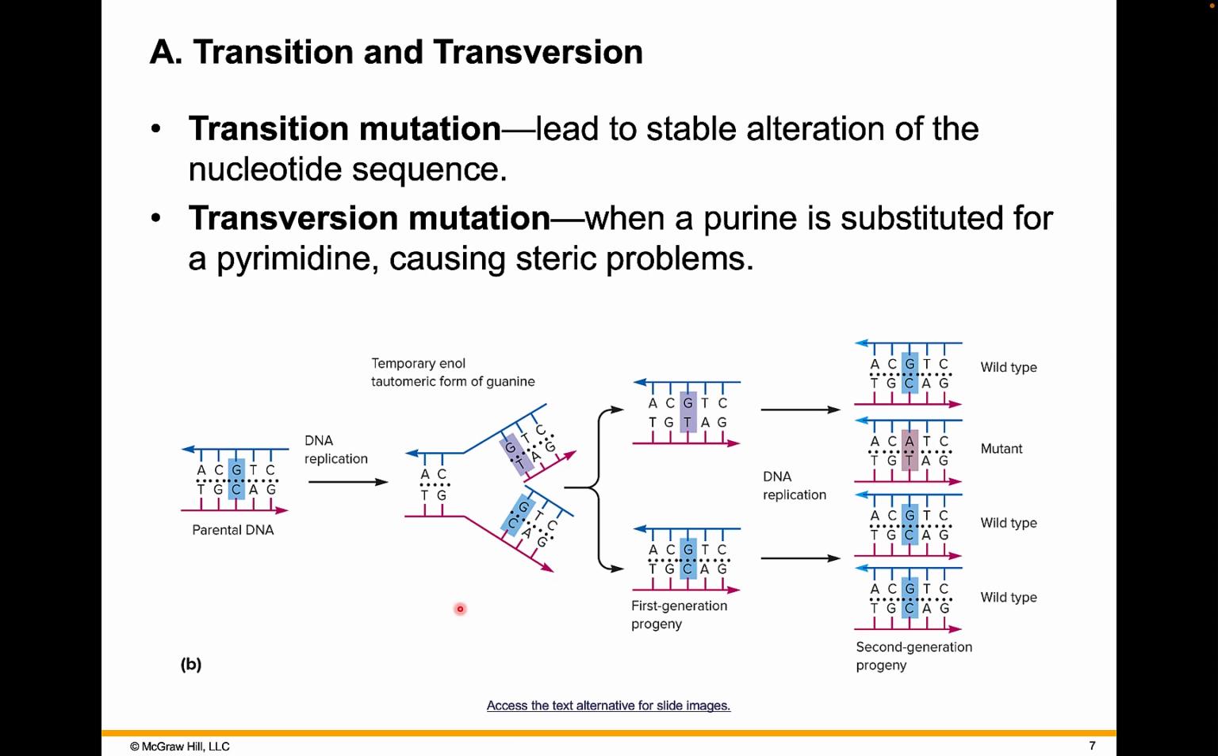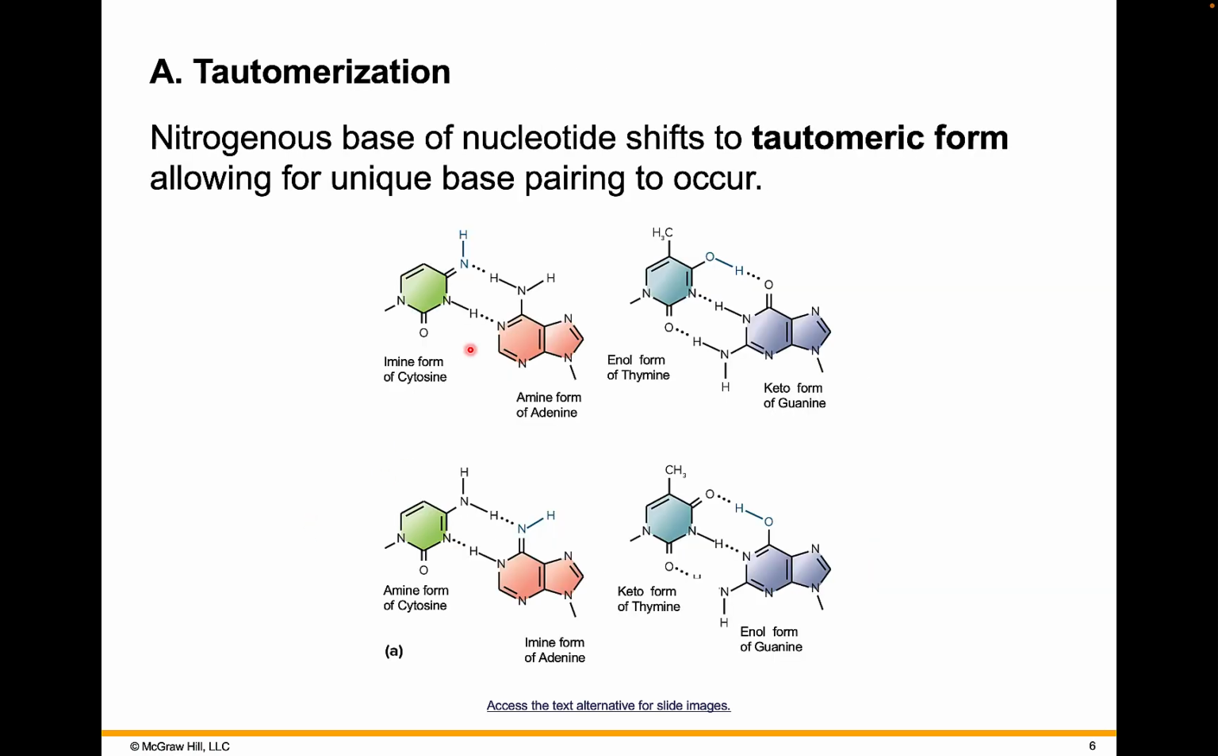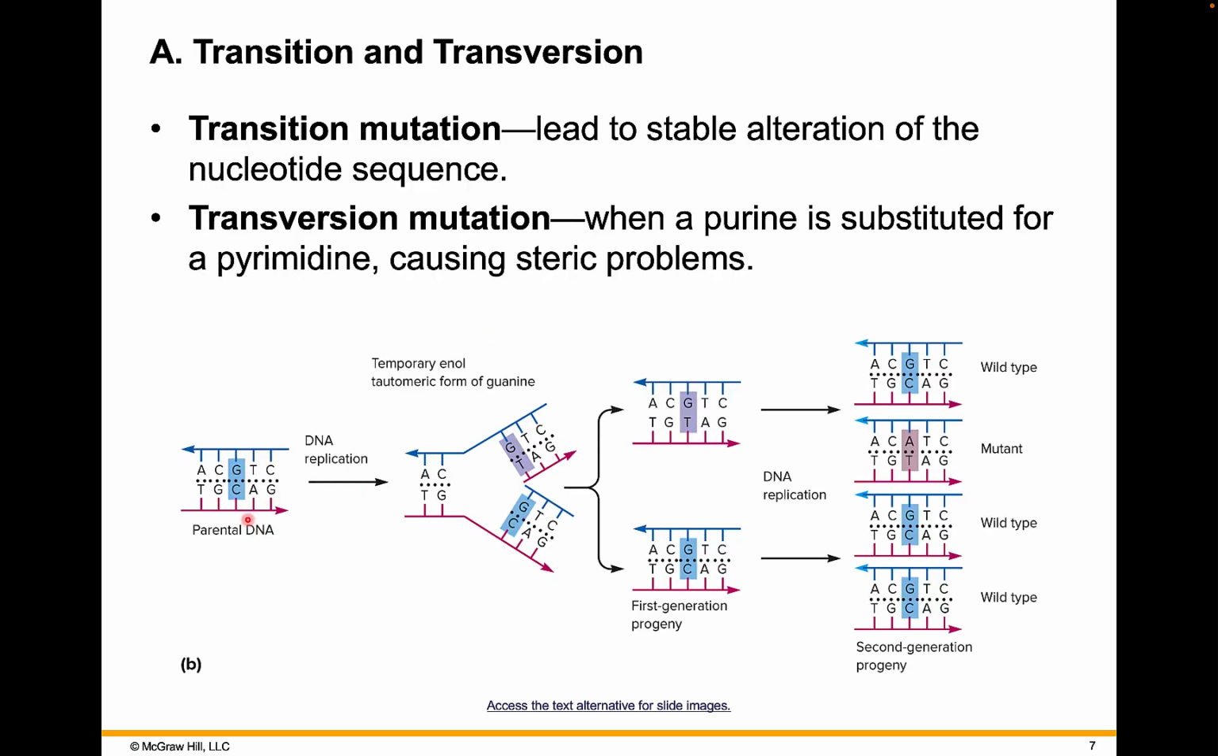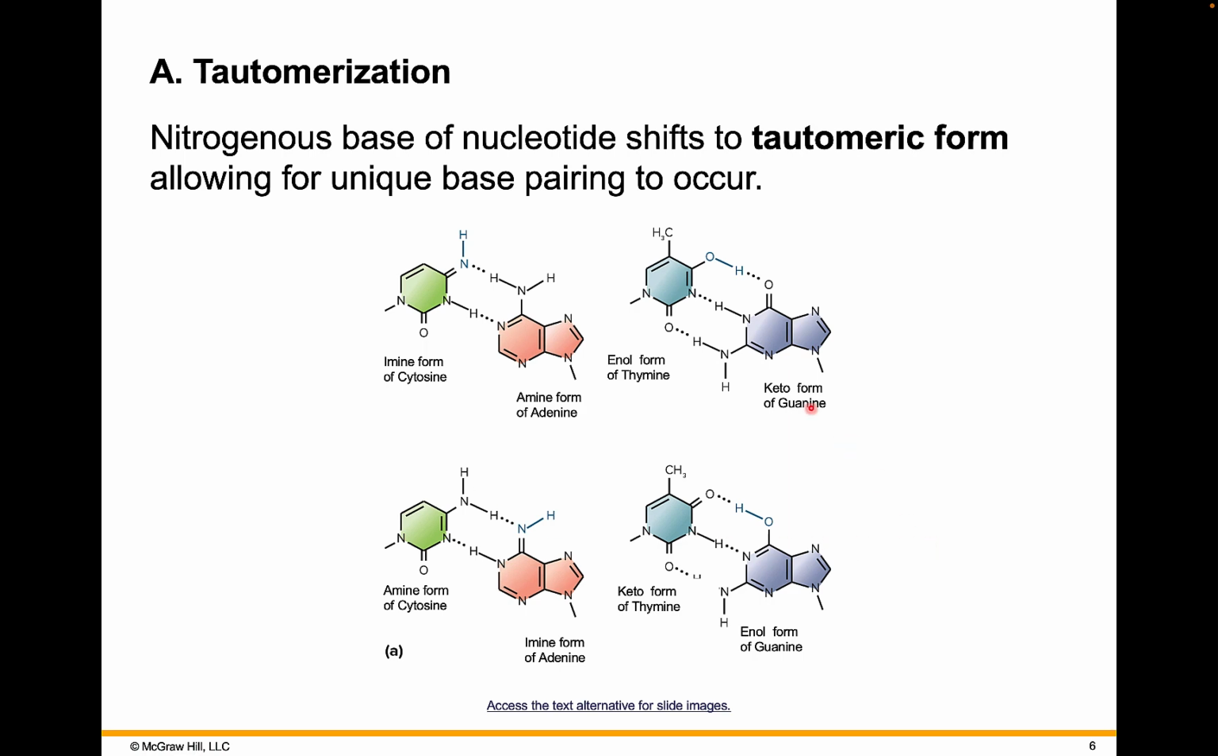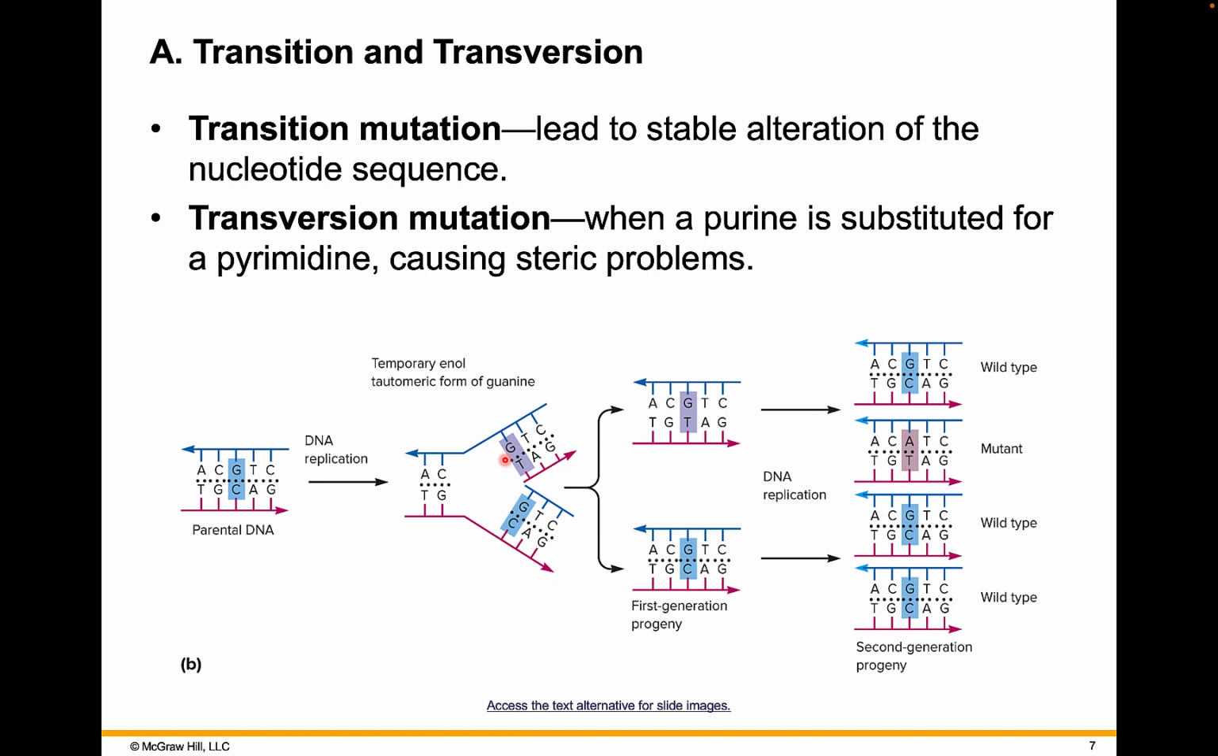So here is what we are looking at: what happened to this parental DNA, and as a transition, as you can easily see right here, the tautomerization is the cause. So here you can see that this is a normal GC base pairing. But in the normal GC pairing, this is a temporary enol tautomeric form. Here you have, instead of a GC, a GT base pairing. This is due to the tautomeric form of the guanine.